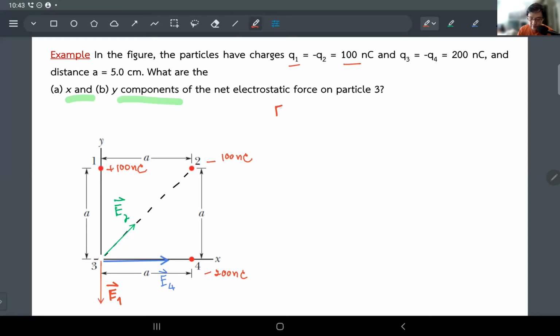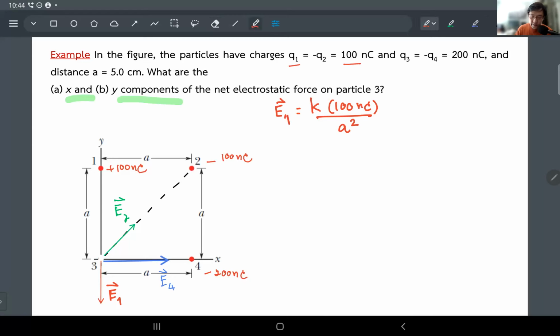All we need is just the magnitude. So let's start from the magnitude of E1. E1 is going to be K times the charge that's generating the field, let me put 100 nanocoulomb right away, divided by the distance from the charge to the location of the calculation, which is going to be A squared. You can substitute A to be 0.05 meter later. But that's E1 right there. It's pointing down, so if you want to specify that right away, it just depends on how you would like to draw this one.